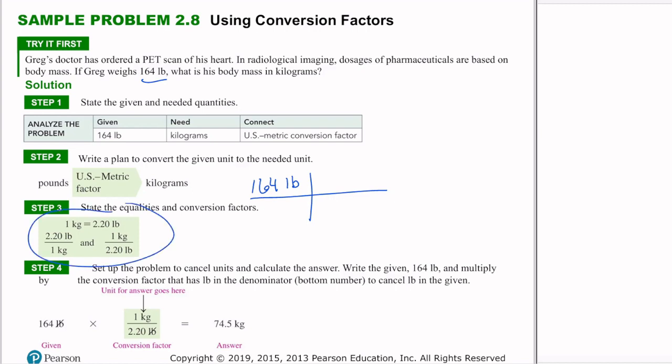So we have a conversion factor, 2.2 pounds per kilogram. So we need to put the pounds on the bottom in order to cancel pounds. 2.20 pounds is equal to 1 kilogram. So pounds cancels and we're left with kilograms now. And if you multiply 164 by 1 and then divide by 2.20, we get 74.5 kilograms.